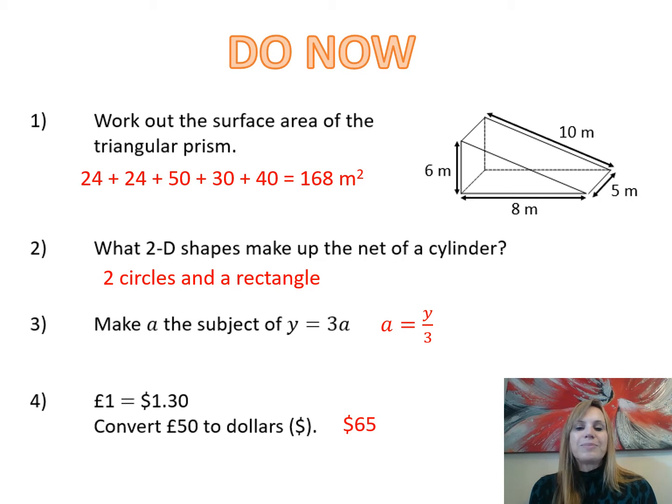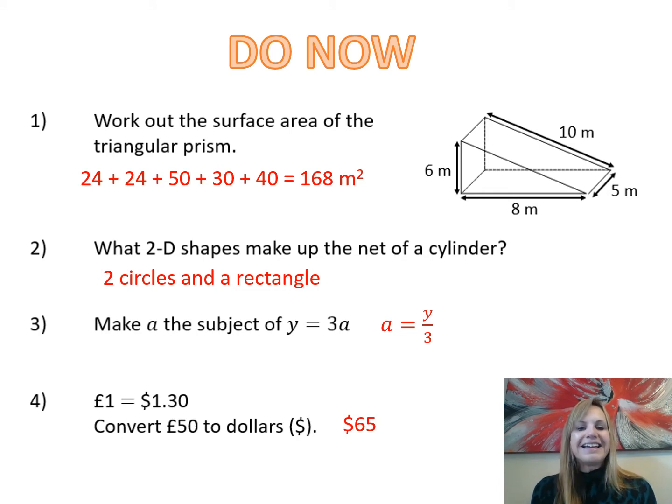What 2D shape makes up a net of a cylinder? So for a cylinder, you actually have 2 circles and a rectangle, because it's the rectangle that's folded round to make the cylinder shape. To make a the subject of the formula y equals 3a, we needed to undo the 3, so we needed to divide by 3. So y divided by 3 equals a, and remember, when we're using algebra, we write a divide like a fraction.